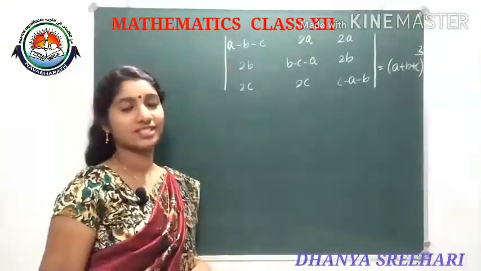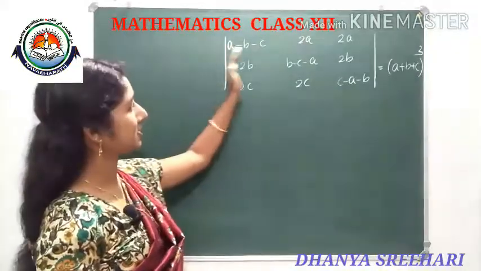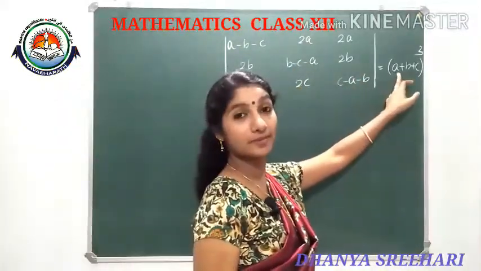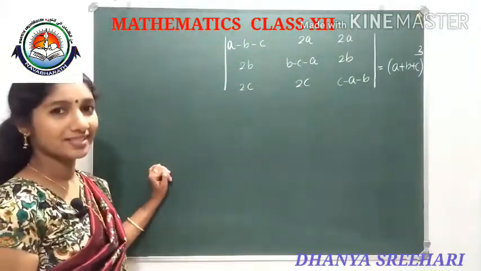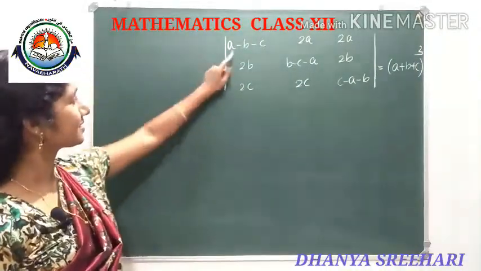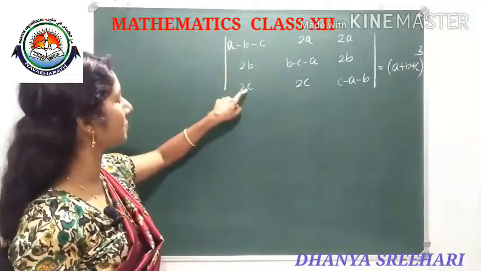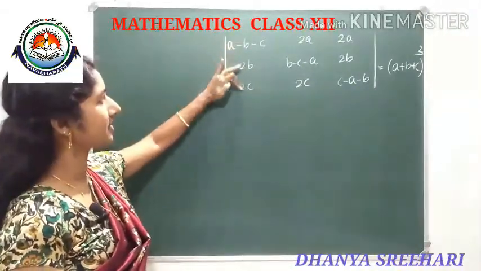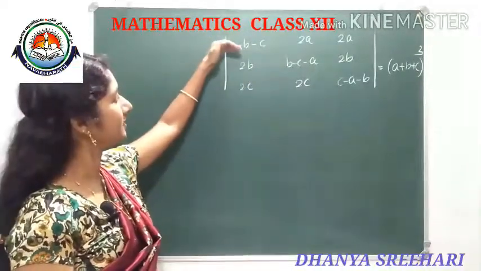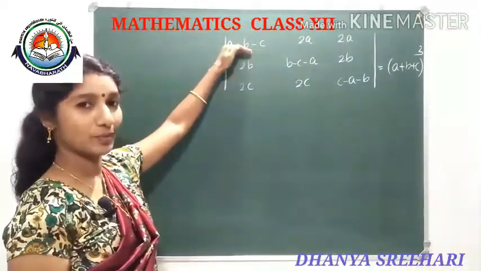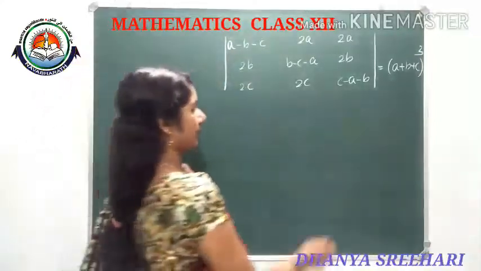Okay, so like that. See another question. One determinant value we need to prove as a plus b plus c whole cube. So we need a plus b plus c, isn't it? This is a minus b minus c, this is 2b, this is 2c. While adding these three, you will get a plus b plus c. Correct now? So we can add first row plus second row plus third row.